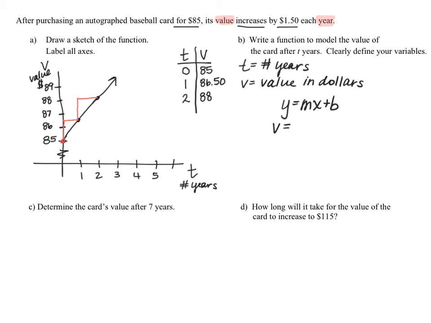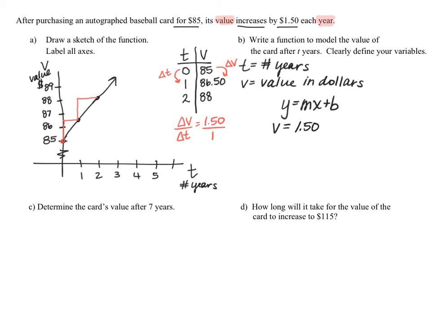Looking at my table, I go from 0 to 1, so that's my change in time. And then from 85 to 86.50 is my change in value. So remember, slope is your change in value over change in time, which is definitely $1.50 divided by 1, which simplifies to be just $1.50. So now I have V is equal to $1.50.